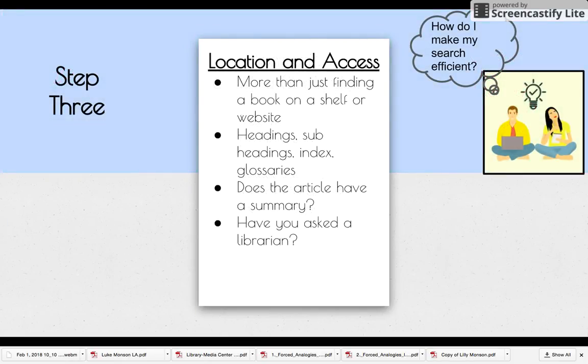Step 3. How do I make my search efficient? Here's where we're locating and accessing your information. This is more than just finding a book on a shelf. Once you find that book, you need to dive into headings, subheadings. Look specifically in the index and glossary. You want to save time finding the most important information. If you find a research article on a database, is there a summary you can read to know if this is going to help you? Have you asked a librarian to help guide your search?